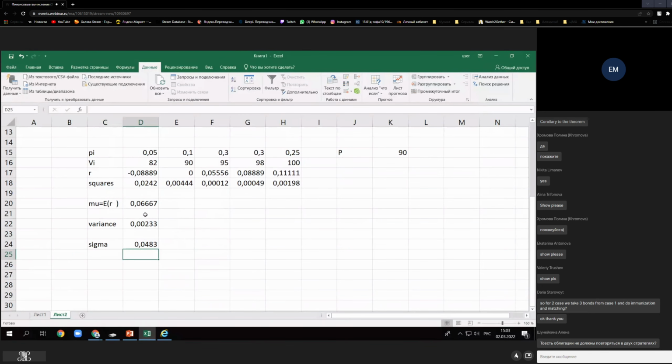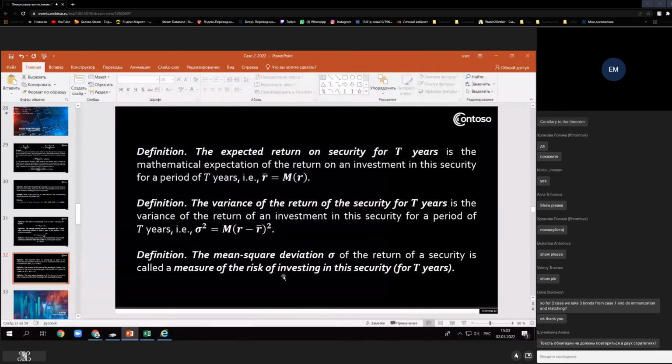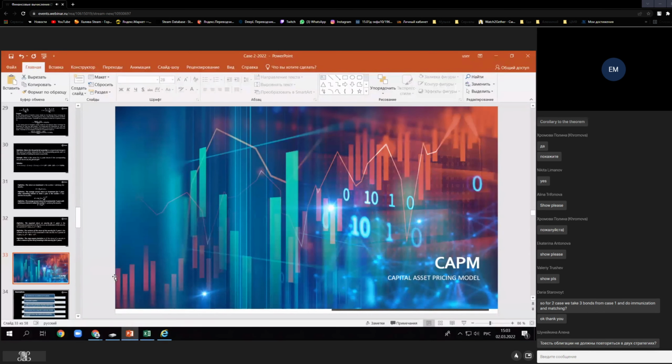But this approach works only if you have this distribution function. We don't know how you got it, but you should have it. Okay, what should you do in case you don't have the distribution function? In that case, you should apply some other models to estimate the expected return. In this case, we will use one model. It's the so-called capital asset pricing model.